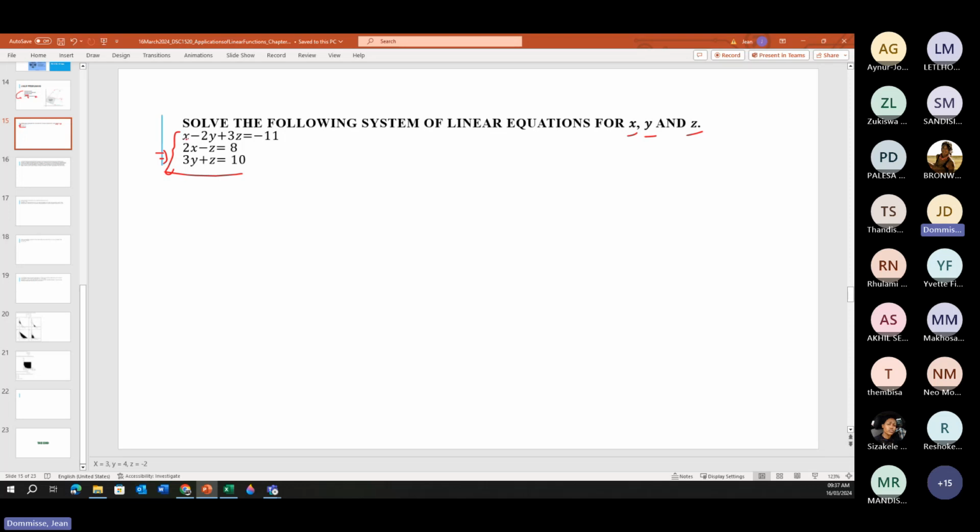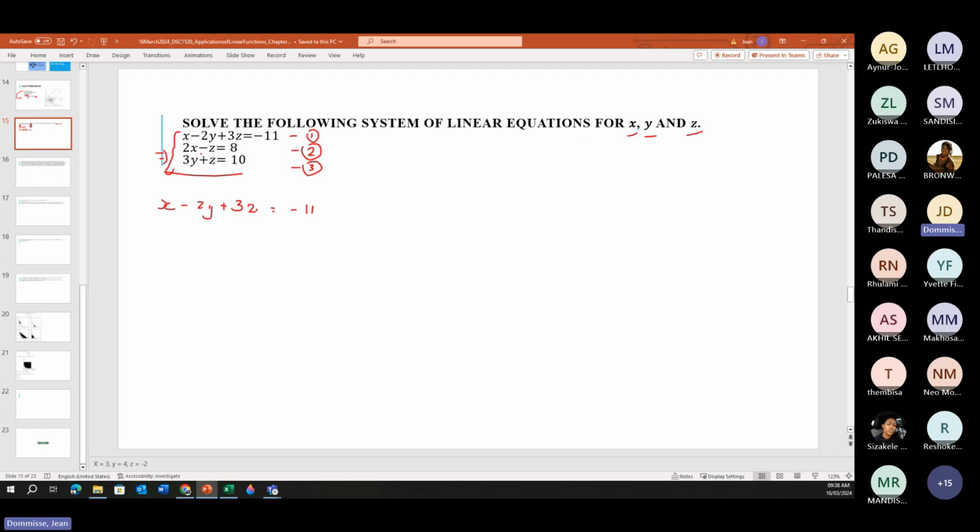Okay, so in the first equation, we have x, y, z. Second one, we only have x and z. And in the third one, we have y and z. So nearly we will need to change something so that we can work with it. So I would normally go with the first one, and I would say, okay, let's have x minus 2y plus 3z, and let's just make that, and we can see it's equal to minus 11.